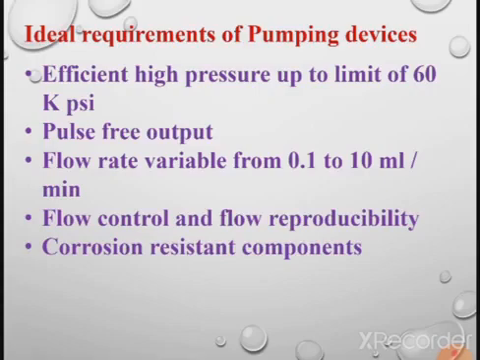That means if we set a flow rate of 0.1 ml or 1 ml per minute, then the pump should deliver the same amount of mobile phase with higher accuracy, and it should be reproducible. The flow rate is variable from 0.1 to 10 ml, and it is reproducible.